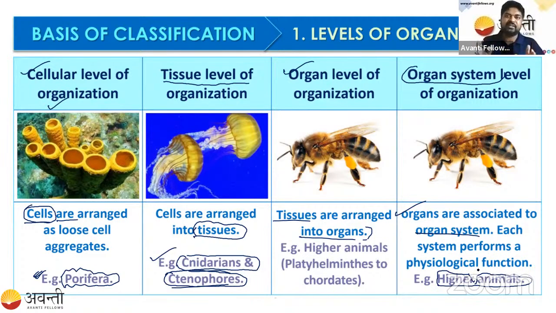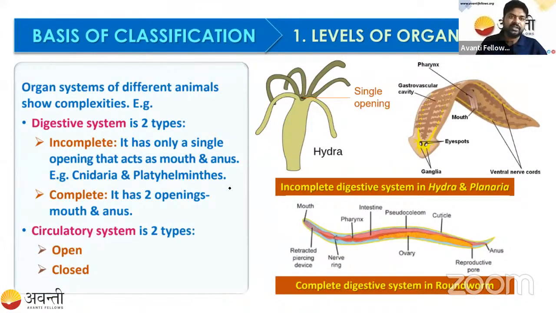Next one. So this is one of the bases of classification. Next, here again see the level of organization. Here again you can see different examples, the organ systems of different animals, which show complexities. For example, the digestive system has two types: one is the incomplete digestive system, and the next one is the complete digestive system.